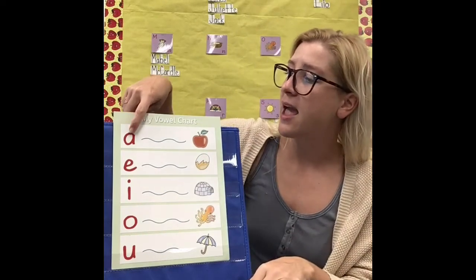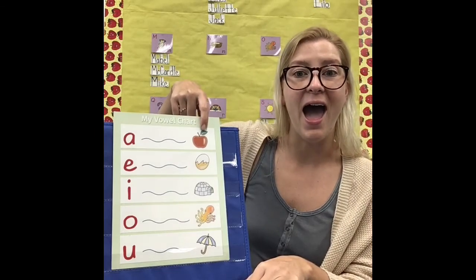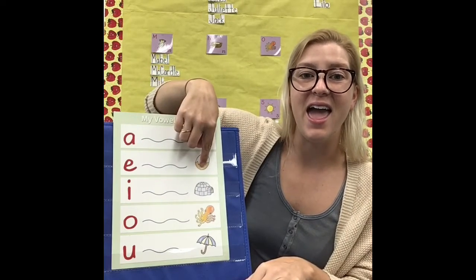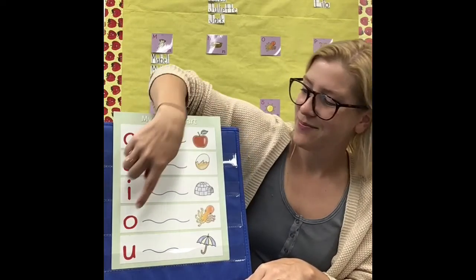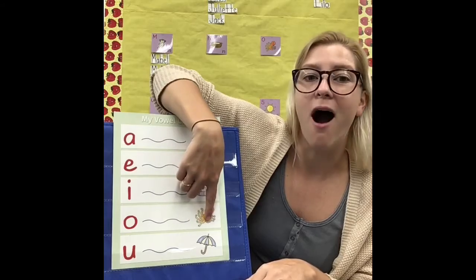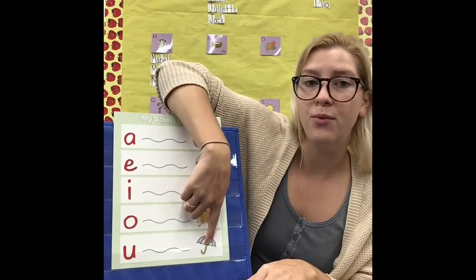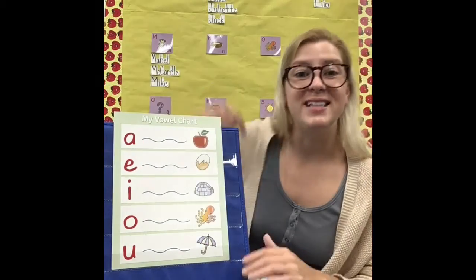Read them with me. A, apple, ah. E, egg, eh. I, igloo, I. O, octopus, ah. U, umbrella, uh. Today we are going to keep listening for those vowel sounds in the middle of words, like how in the middle of cat, we hear the ah sound that A makes. And in the middle of dog, we hear the ah sound that O makes.